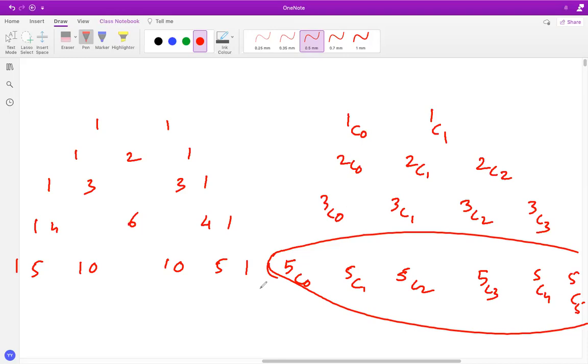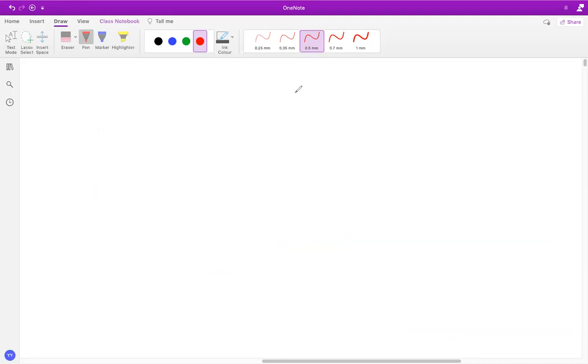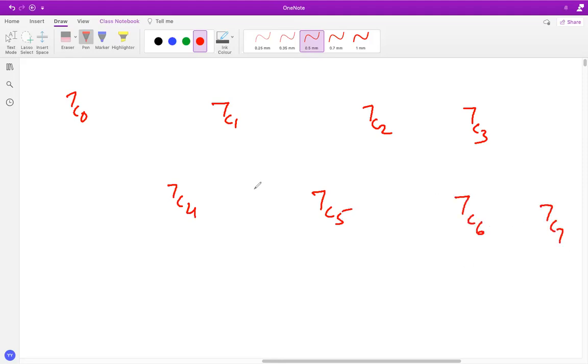So you don't actually need to write down Pascal's triangle or these numbers anymore. If I have to write Pascal's triangle for the seventh row, it is going to be 7C0, 7C1, 7C2, 7C3, 7C4, 7C5, 7C6, and 7C7. If you evaluate this, you're going to get the values straight away.